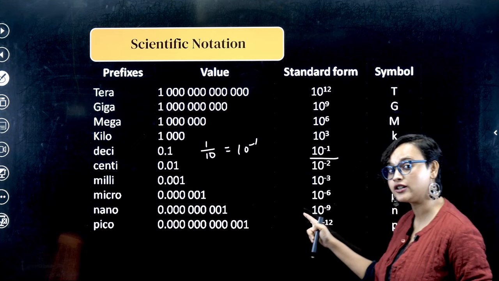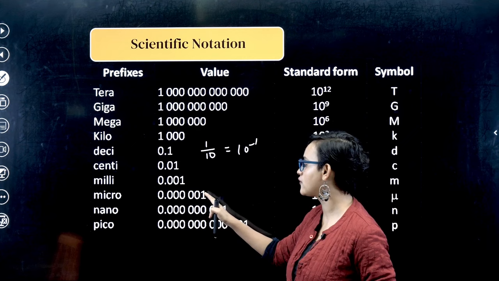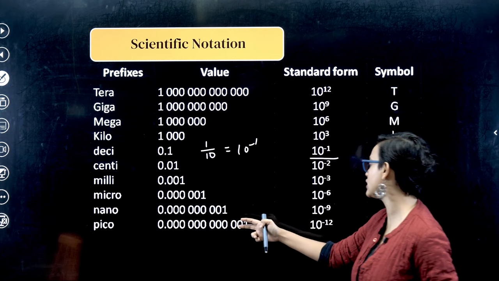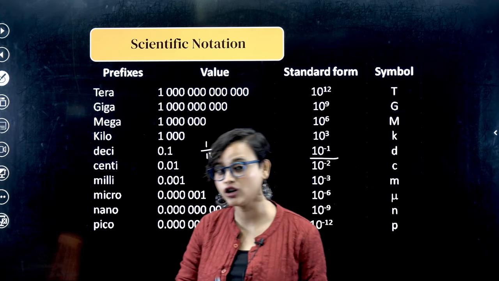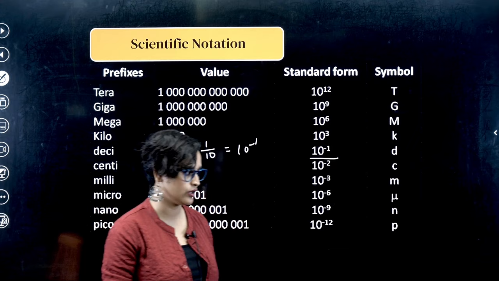Micro is 0.000001, with 6 places, so 10 to the power minus 6. Nano is 10 to the power minus 9. Pico is 10 to the power minus 12. You can remember this, but apart from that, there is also femto and all of that, and angstrom and all of that. That's there in your book. You can read about it, okay?